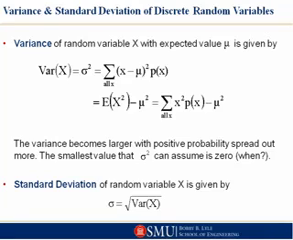The variance becomes larger with positive probability spread out more. The smallest variance, sigma squared, that can be assumed is 0. And when would that happen? We'll discuss this when we get together. We'll go through an example. Something called the standard deviation of a random variable x is given by the square root of the variance.